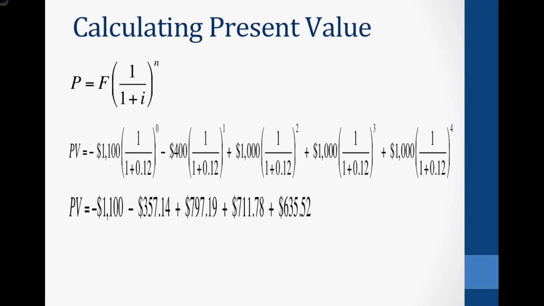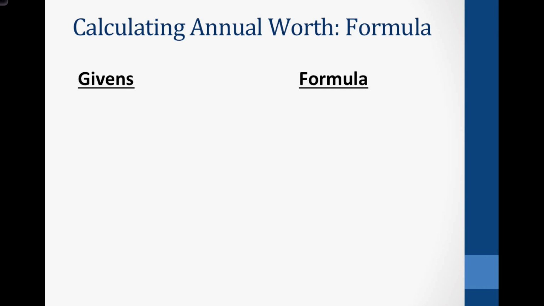So if you sum up those values, you should come up with negative $1,100, negative $357.14, a positive $797.19, $711.78, and finally, a positive $635.52. When I sum up all of those values, I come up with a total present value of $687.35. Now that we have the present value, we can calculate the annual worth. What we are given, or we have solved for, was the present value of $687.35, the discount rate, 12%, and time, 4 years.